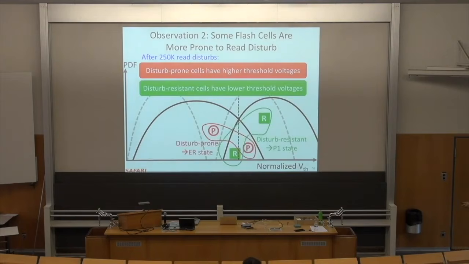So the problem happens here, basically. Whenever you place a read reference voltage over here, now you incorrectly read some of the cells. These are the disturb-prone cells. They should really belong to the ER state. And these are the disturb-resistant cells. They should really belong to the P1 state. But if you look over here, you read some of them incorrectly.